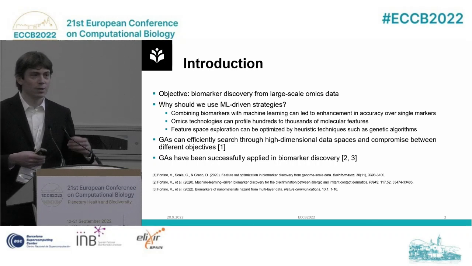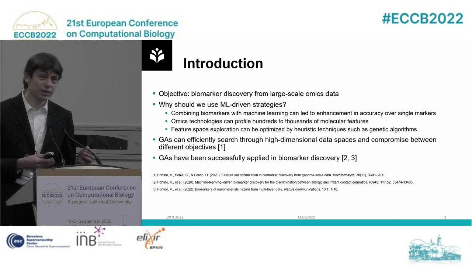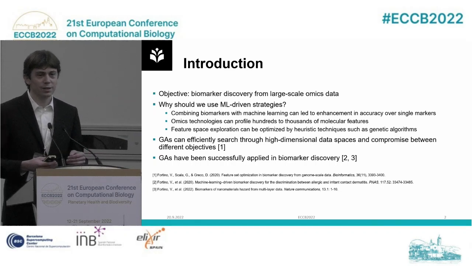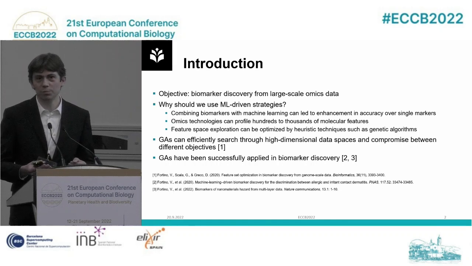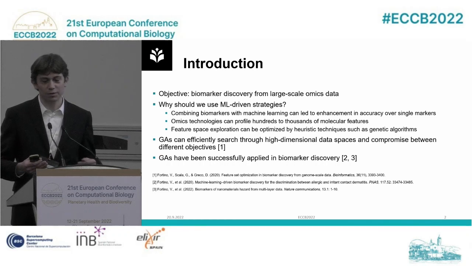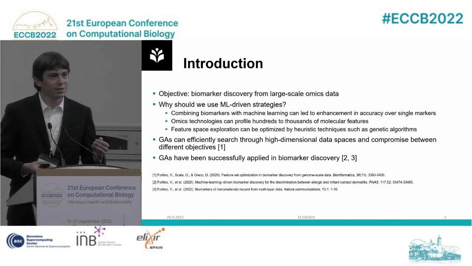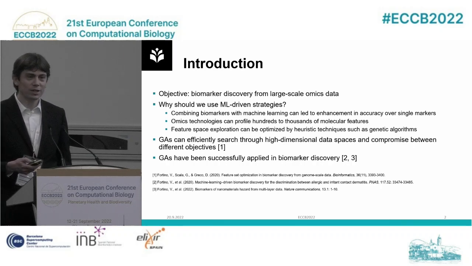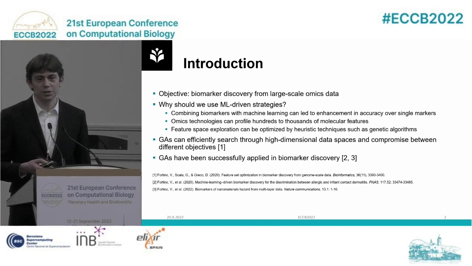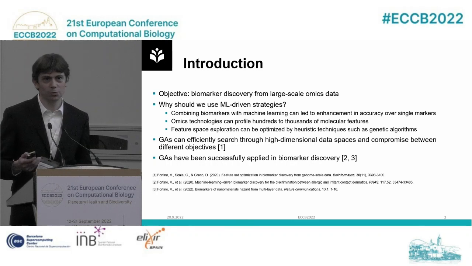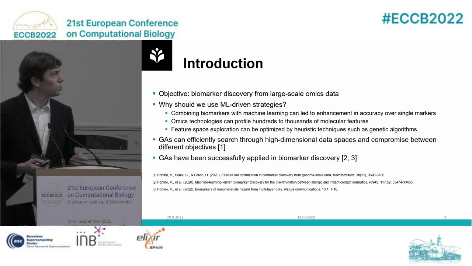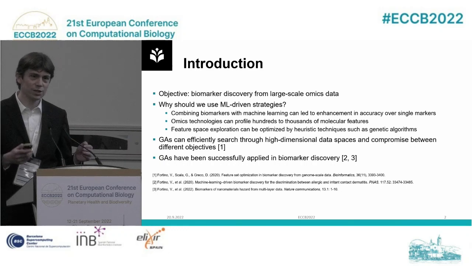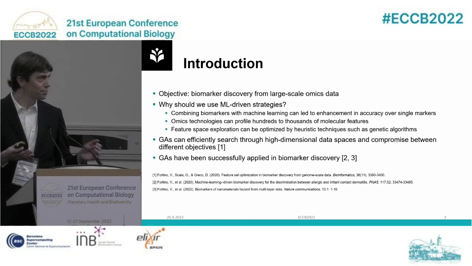Especially there is one genetic algorithm called NSGA2 that has been particularly effective, and I think it is the most widely used genetic algorithm when you have a multi-objective problem. But we detected that it has some drawbacks when applied to biomarker discovery from omics data. We tried to improve it, so we are presenting here novel algorithms to have a better accuracy with a smaller number of features.